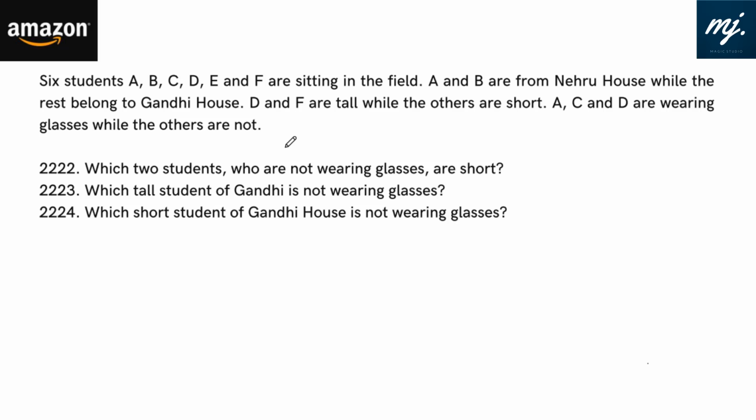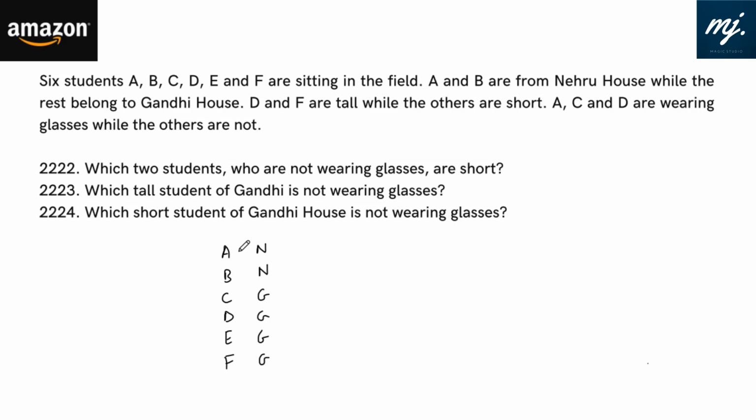Okay, let's see what we have in our first caselet. 6 students A, B, C, D, E, F are sitting in a field. A and B are from Nehru House, so let me write N, while the rest belong to Gandhi House. These all are from Gandhi House.